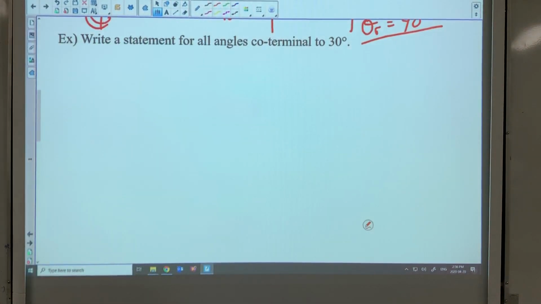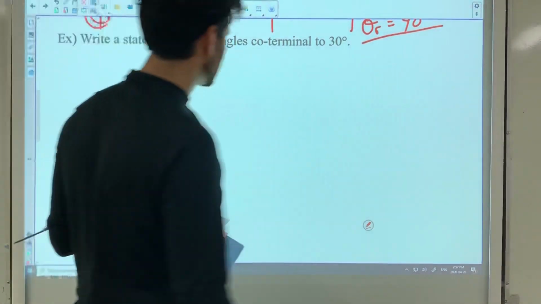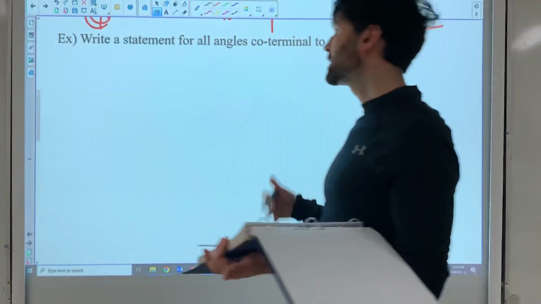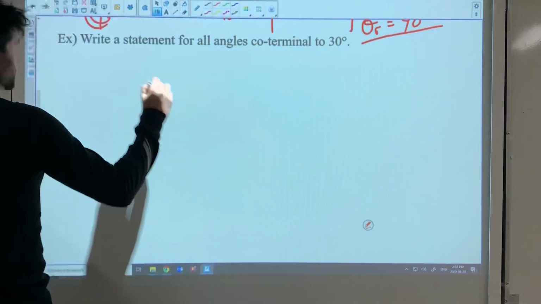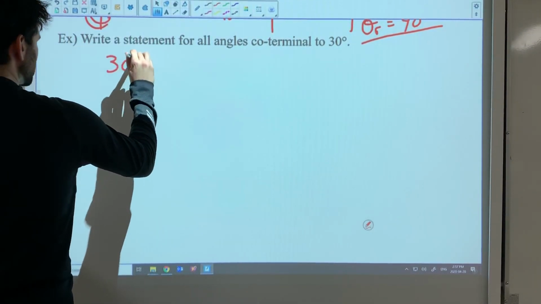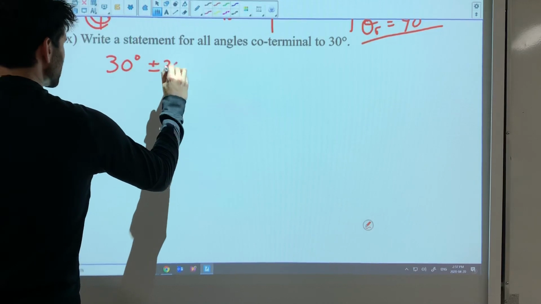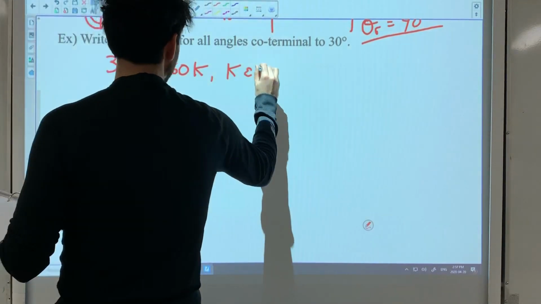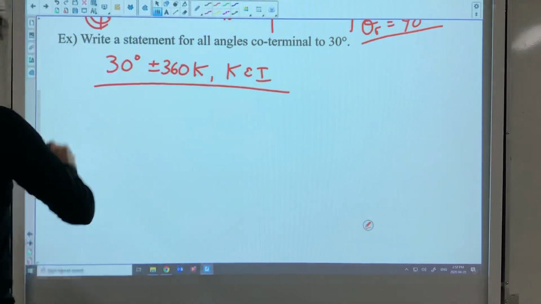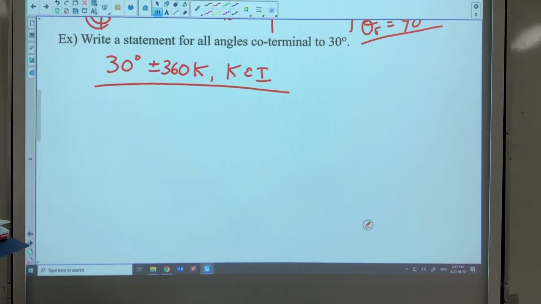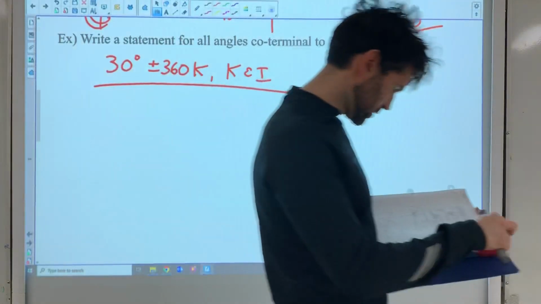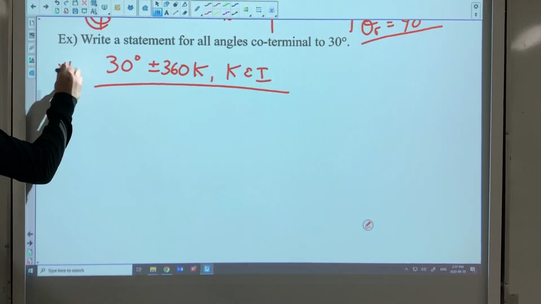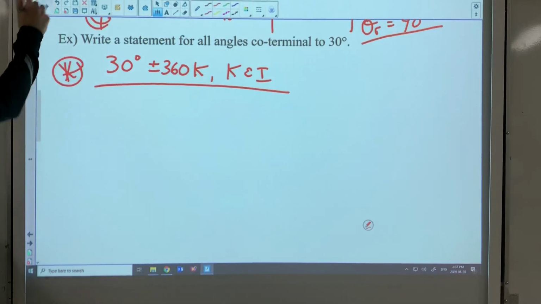Write a statement for all the angles that are coterminal to 30 degrees. On the exam, sometimes they ask you to write a statement that gives you all the coterminal angles. So what you do is you write 30 degrees plus or minus 360 times k, where k is an element of the integers. And that would be a statement that would give you all of the coterminal angles to 30 degrees. Wonderful. Remember this because it does come up on the exam.